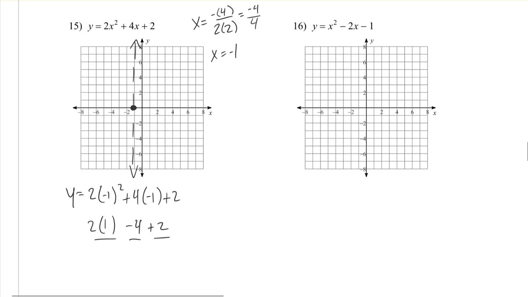We can look at this and say, hey, our y-intercept's going to be 2. So we're going to be 2. Let's plug in a 1 here. That's our next number. So 1 squared is 1 times 2 makes 2. 4 times 1 makes 4 plus 2. That makes 8. So 1, 8 and negative 3, 8.